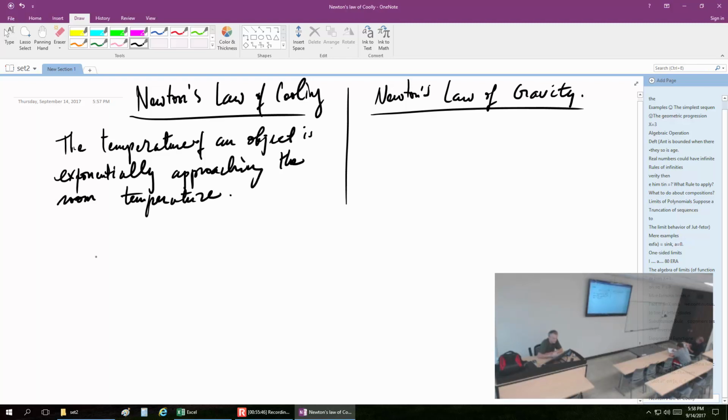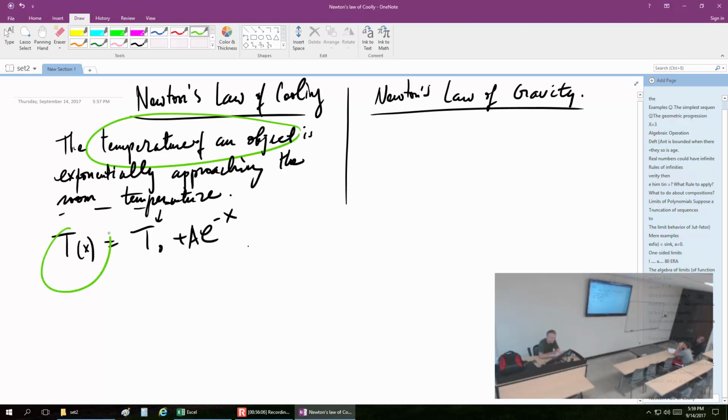In other words, T of x, the temperature, is equal to T naught plus e to some coefficient, say a, times negative x. So this is room temperature, T naught. T is the temperature of an object. So the temperature of an object is this, room temperature is that, T naught, and this is the exponential part.